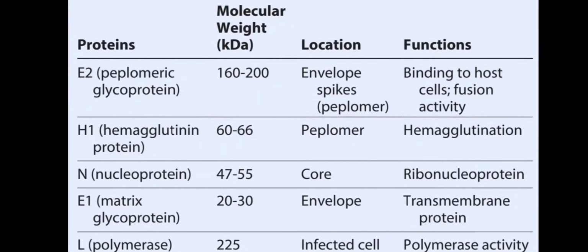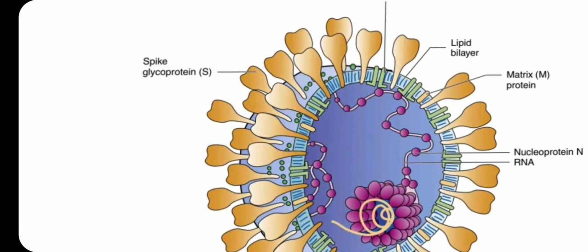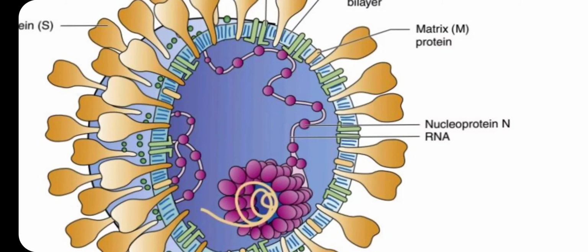In this screen, you can see the molecular weights, location, and functions of different proteins like E2, H1, N, E1, and L. Here is the picture of coronavirus along with its parts. It is the spike glycoprotein. And here you can see the bead-like structure, called nucleoprotein N, and the wire-like structure is RNA. It is matrix protein. And this is the complete structure of coronavirus along with internal parts.